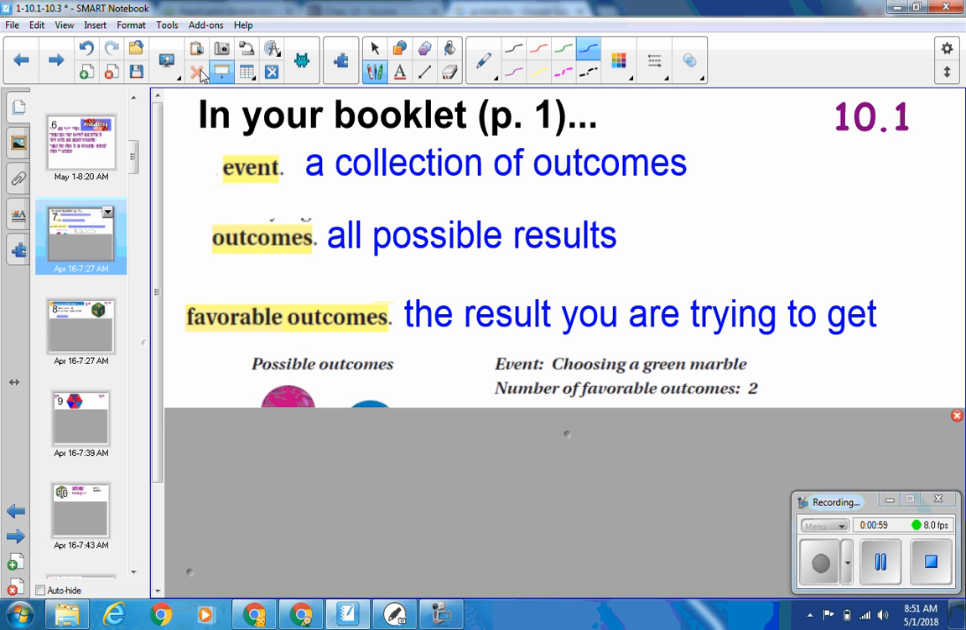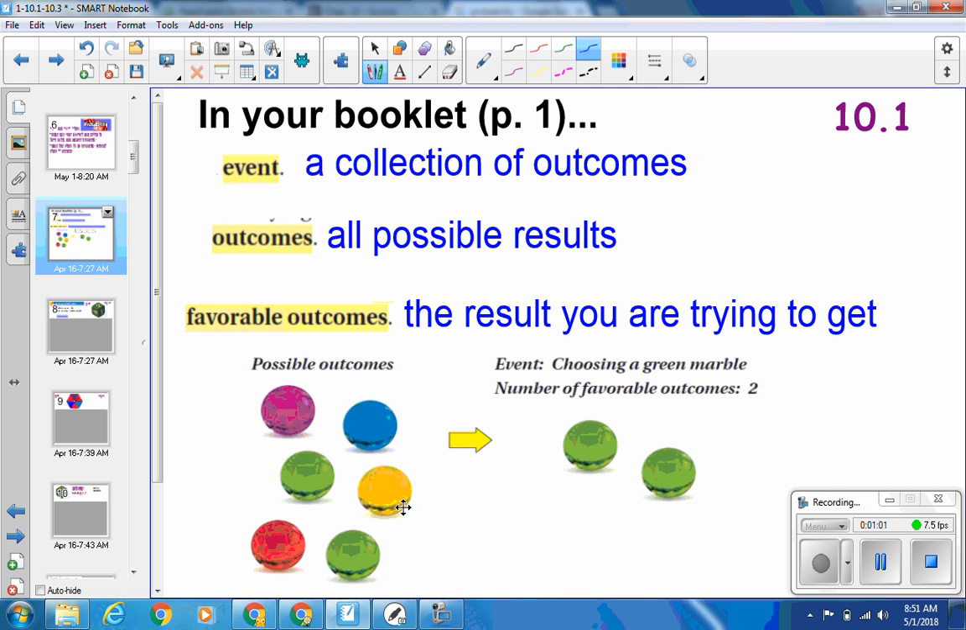So here's an example. If we have these 6 marbles, those are the outcomes. And if the event is to choose a green marble, so that's what you're trying to do, the favorable outcomes are the 2 that are green. We'll learn in the next section that the probability of choosing green would be 2 out of 6, and we would simplify that to 1/3.